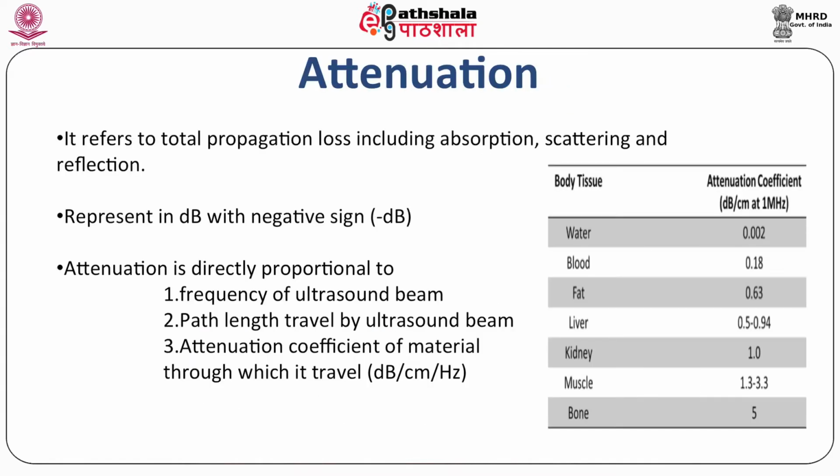And therefore attenuation refers to the total propagational loss of a sound beam, including absorption, scattering, reflection, and refraction. This loss of intensity is represented in decibels, and it is a negative value. The attenuation coefficient is usually expressed in decibels per megahertz per centimeter, wherein f is the frequency, x is the path length, and this is called the attenuation coefficient of the material.